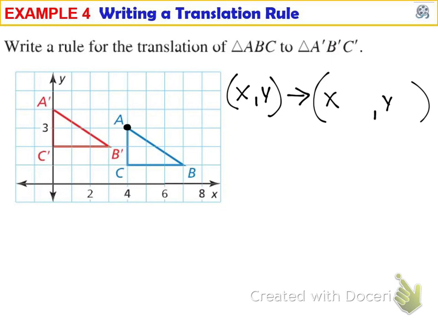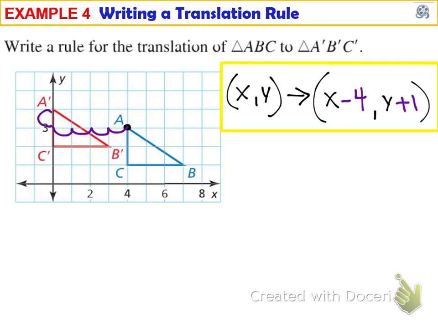So when we say X, did we go left or right? We went to the left. How many? 4. We went to the left 4, so that would be negative 4, correct? So the left 4, and then we went up 1, so it's positive 1. So that's our rule. What is it?